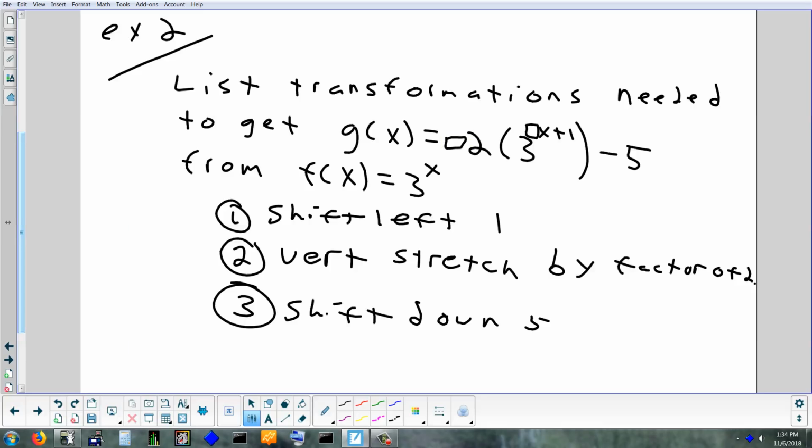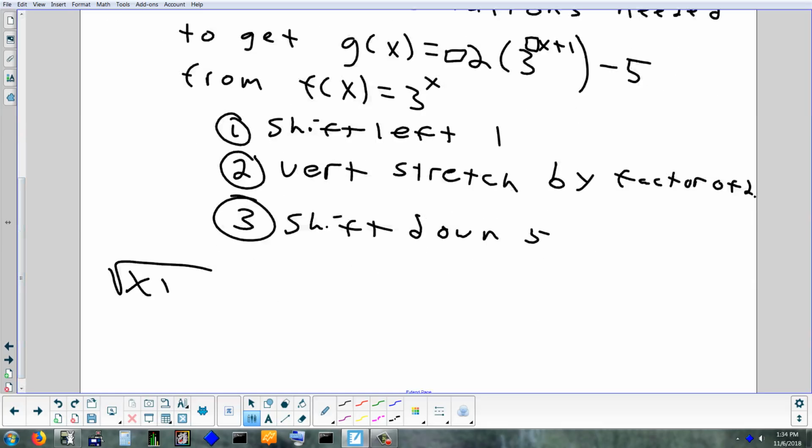Any questions on that? Yeah. Might be dumb, but why does it shift left 1? Because the stuff that's horizontal just always does the opposite. So when you see plus, it brings it left. When you see minus, it brings it right. Same thing here. Compared to the square root of x, that's going to push it left 2. That's how it works.